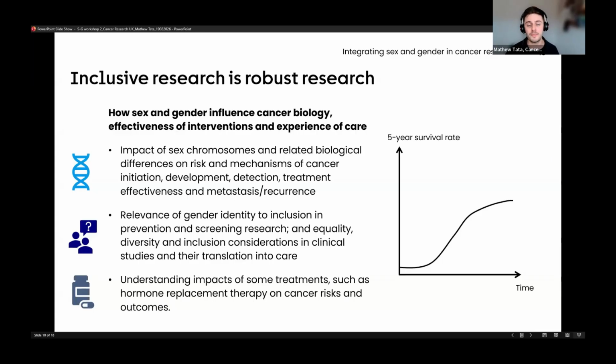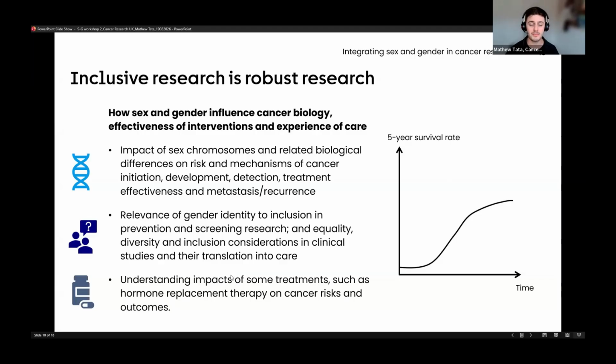There should be no sort of separation between the two. It's not just a moral mission. It generates generalizable findings that are representative of all people affected by cancer. And by being inclusive, sex and gender means we can better understand, for example, mechanisms influencing cancer biology linked to things like sex chromosomes, how gender identity might equate to variable inclusion in research, and also how treatment efficacy might be affected by both sex and gender.